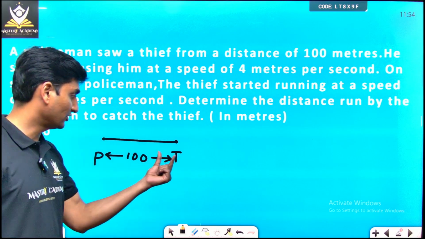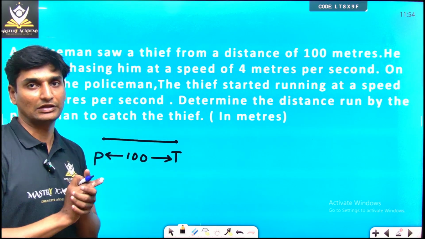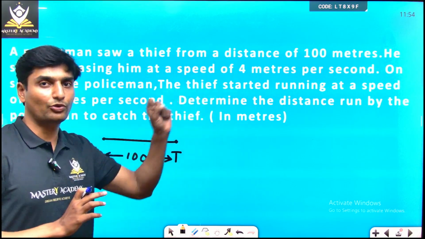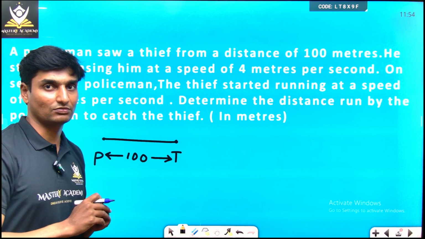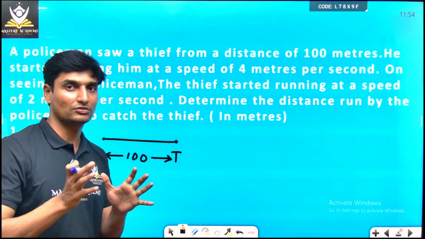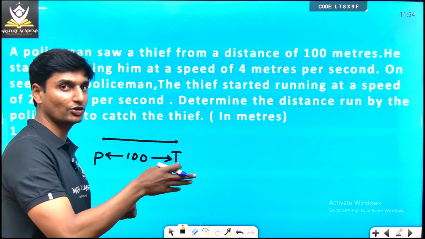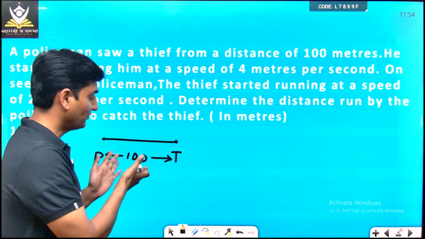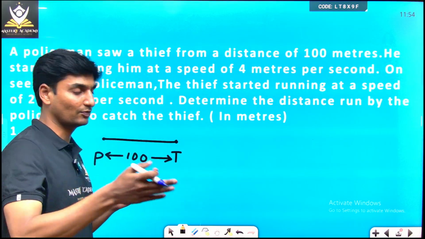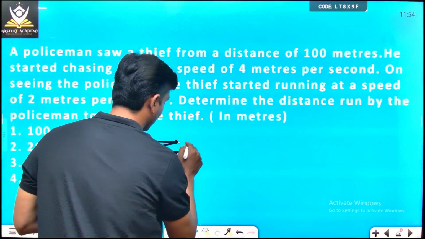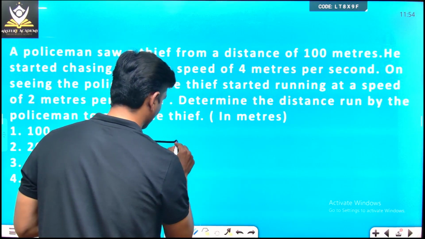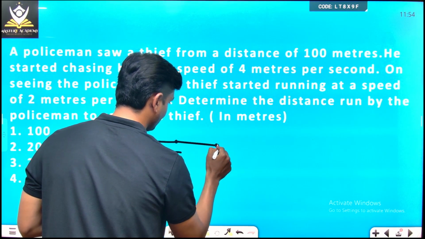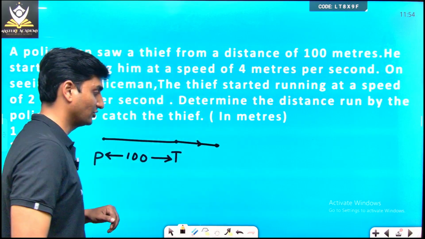As soon as the thief saw the policeman, he started running. Here in the question, they have not mentioned the direction. Some students ask, sir, how should we know the thief is going to run in the right hand direction? That is common logic guys. If he sees the policeman, he is trying to escape, so he will definitely go against the direction of the policeman. So the thief will try to run in this particular direction.